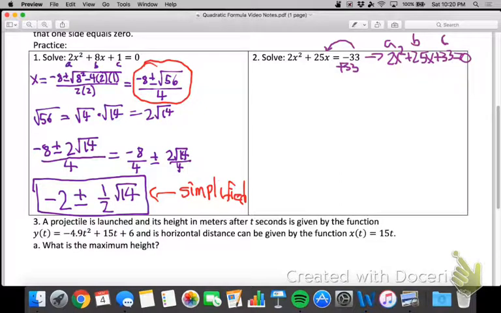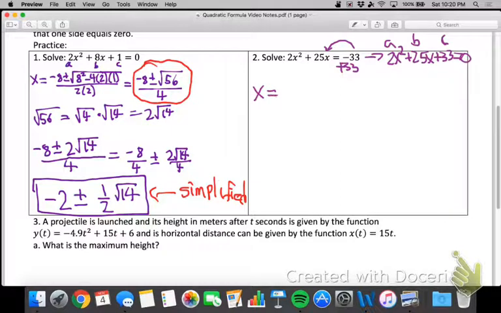One thing to remember is it's always good to try and factor first. If we had tried to factor problem 1, we would have been trying to find numbers that multiplied to 2 and added to 8, and there are no such numbers. So that one you have to resort to completing the square or the quadratic formula. In this one, we would have to find numbers that multiplied to 66 and added to 25, and those are big numbers, and I don't know my factors of 66 off the top of my head. So it's also not a bad time to just use the quadratic formula.